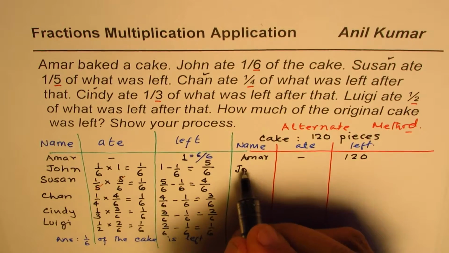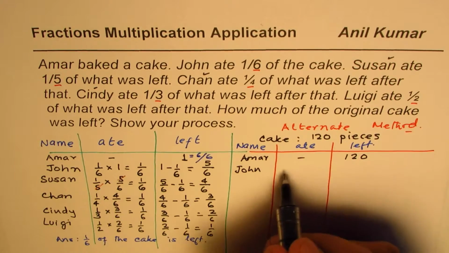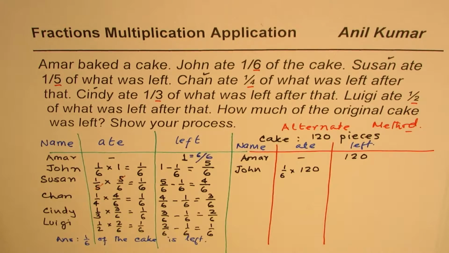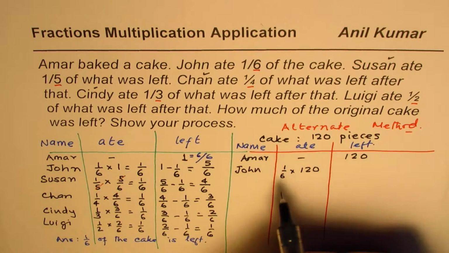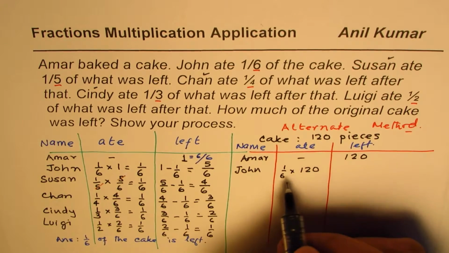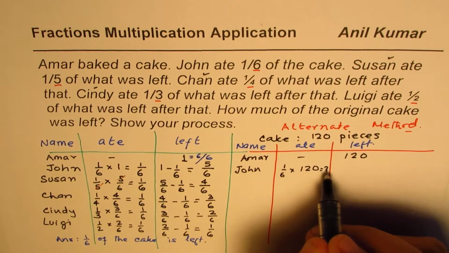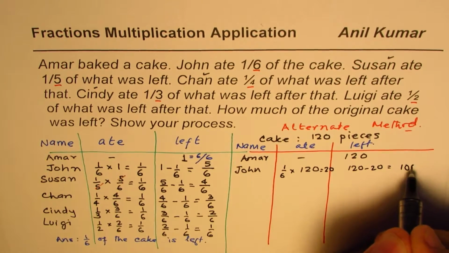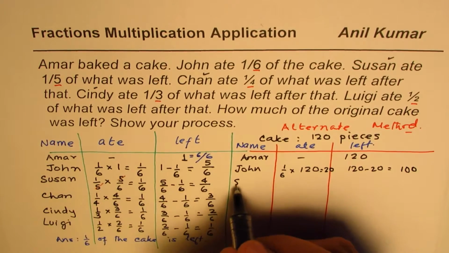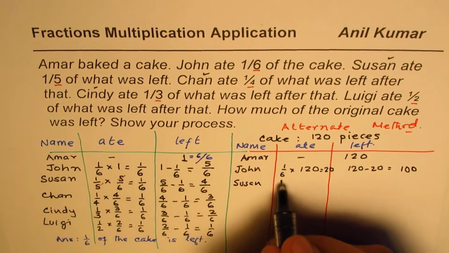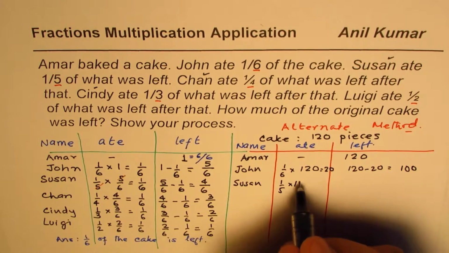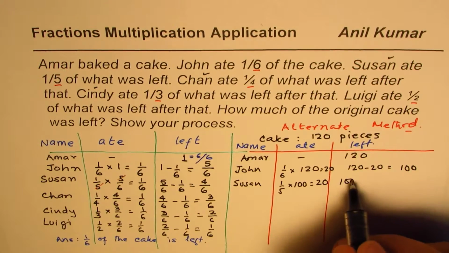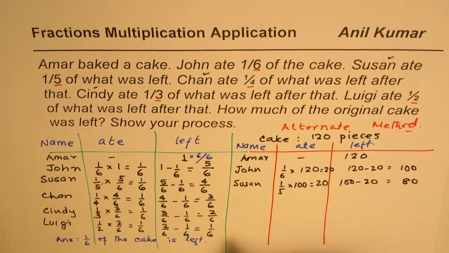As far as John is concerned, John ate 1/6 of 120. Since Amar created 120 pieces out of that cake, 1/6 of 120 is equal to 20, you can divide this, right? Now what is left? 120 minus 20, that is 100 pieces are left. Then Susan ate 1/5 of 100, so we'll multiply by 100, and that gives you also 20. Now what is left is 100 minus 20, and that is 80.